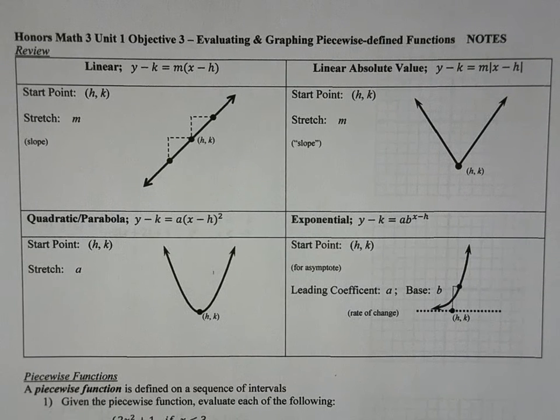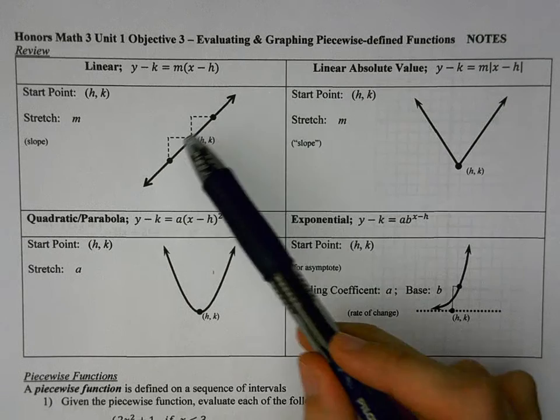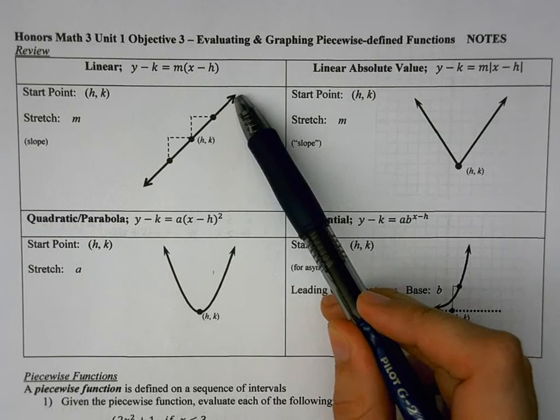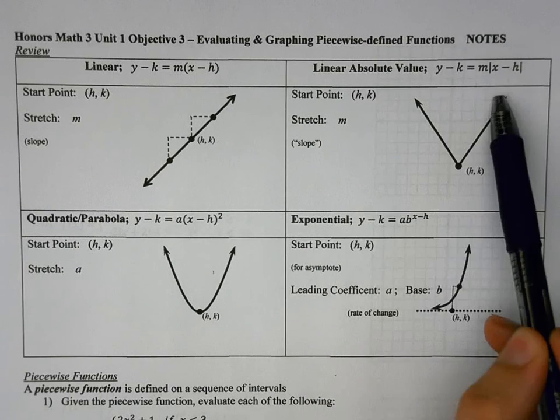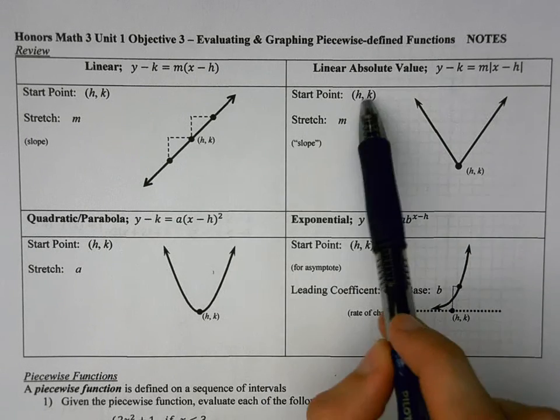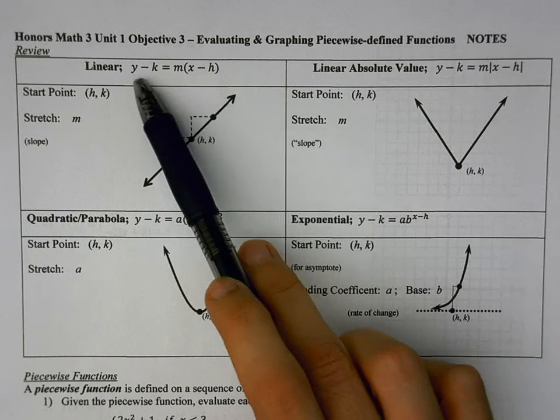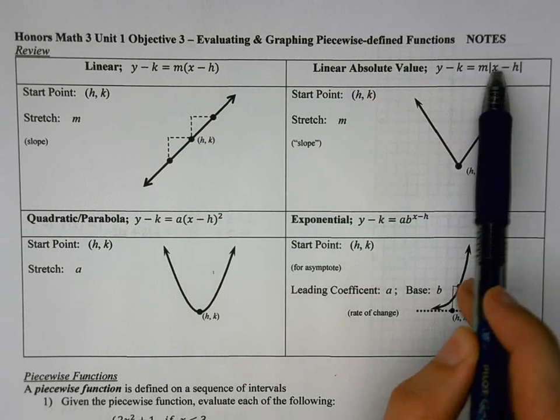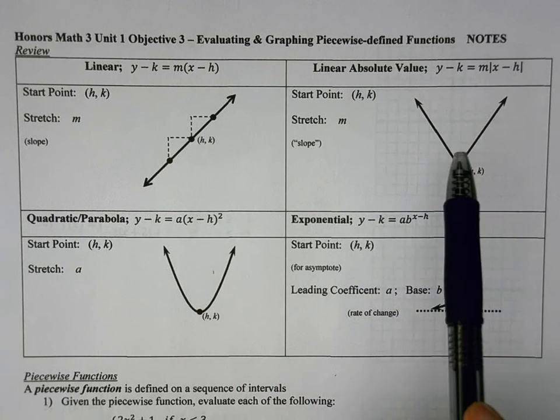Okay, in Unit 1, Objective 3, we are looking at piecewise functions. At the top here, you have a quick reminder about the 4 function families that we've looked at so far. This would have been last week in the function family review. We have our linear, our linear absolute value. Both of these have a slope of m, and then their starting point, that zeroes out the x and the y components, starting point of h, k.